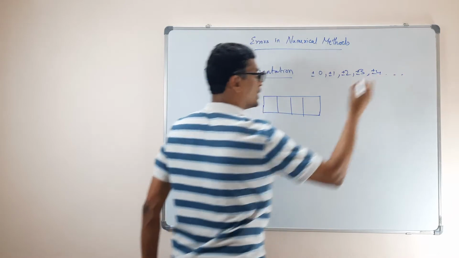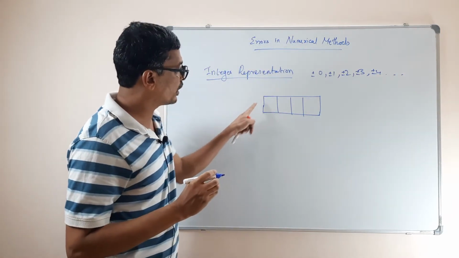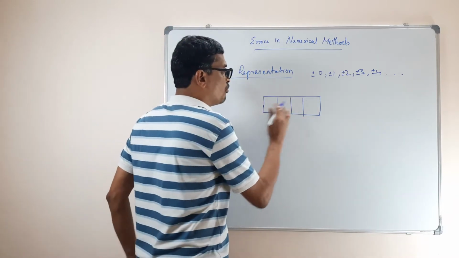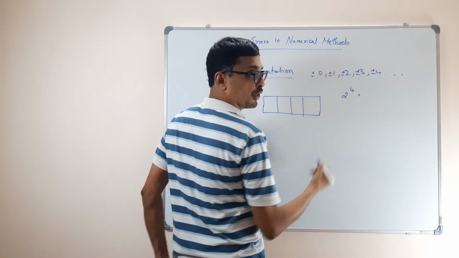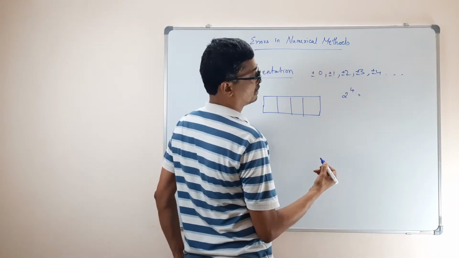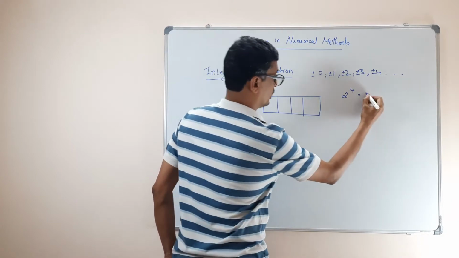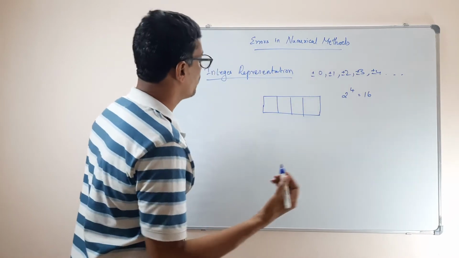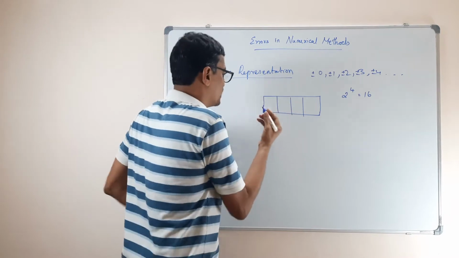Now I have to represent this integer in a computer. How does the computer do it? Suppose the computer has 4 bits. Then what is the maximum combination I can get? 2 to the power of 4. That is how much? 16. Correct.